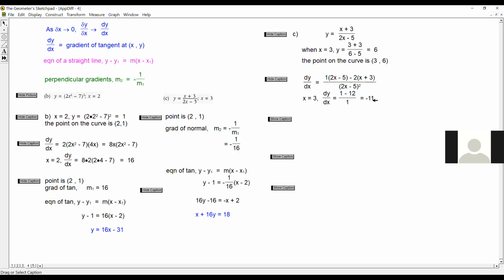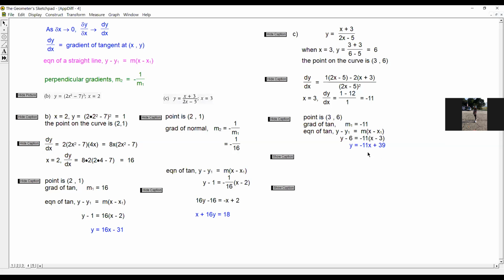So dy/dx is m1, the gradient of tangent. So m1 is negative 11. The point is (3, 6). Use the formula, substitute these two inside the formula, and finally you get the equation of tangent. In this one, Liu Ying, your answer is -12. It should be -11.